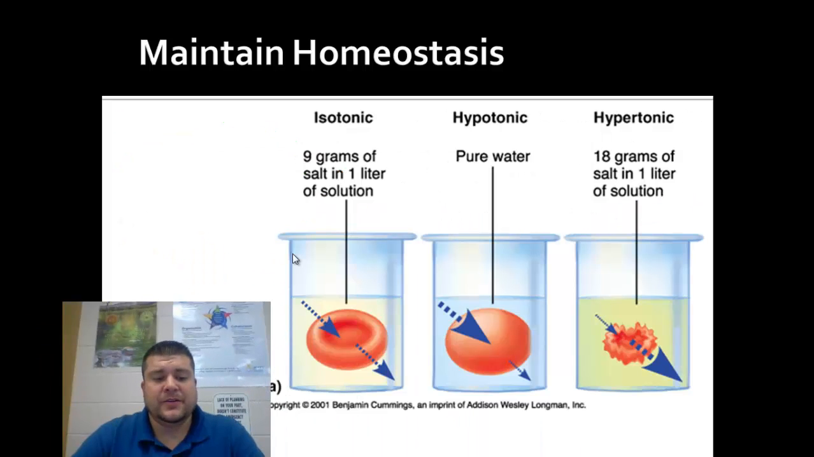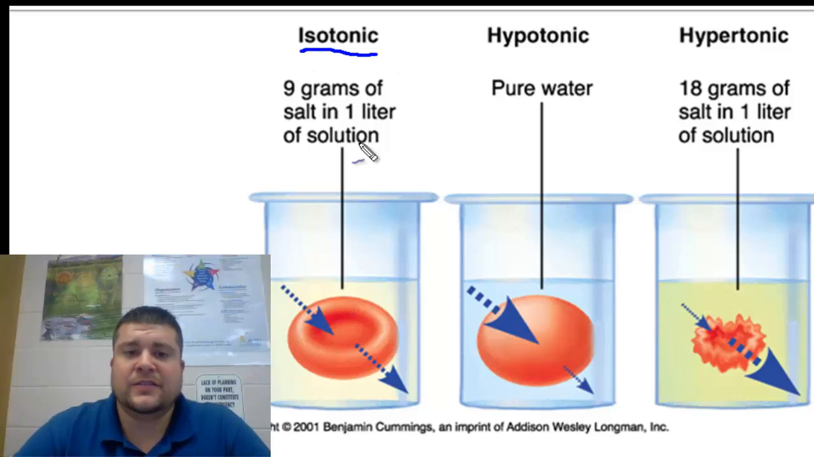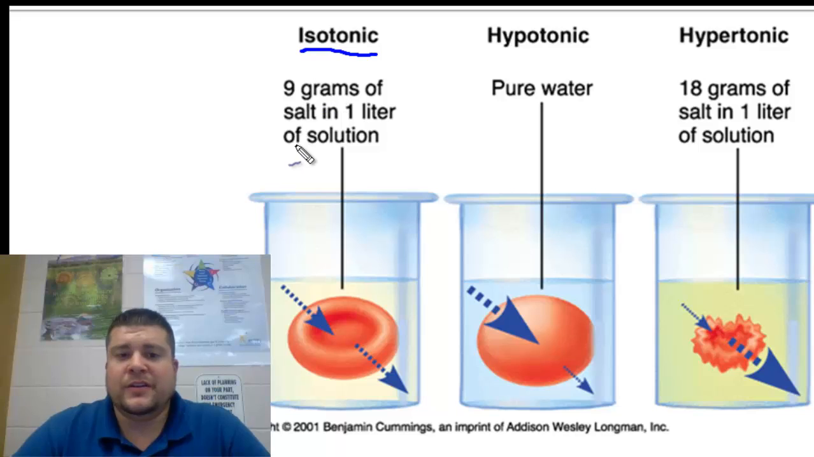We all need to maintain homeostasis, and to do this, the best way is to have the same concentration inside a cell as outside the cell. So here's what we call isotonic solution, where if you had a red blood cell, the same amount of salt is going to be inside of the cell and outside of the cell in the water or in the solution, which allows for the diffusion of water, called osmosis, to happen at an equal rate.